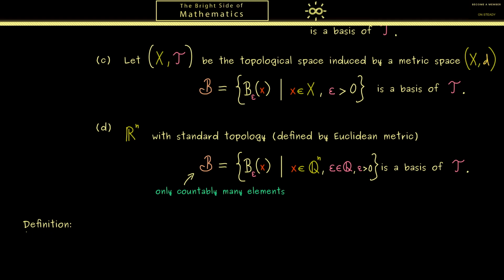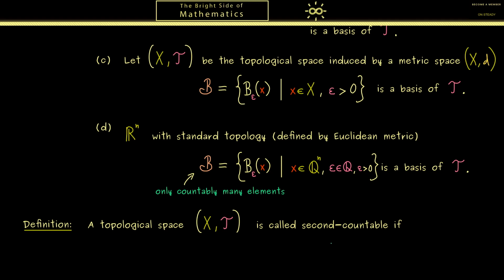And this is what we should fix in the next definition. There, the whole topological space with this nice property gets a new name. This is what I already told you in the introduction. The space is called second-countable. And we say this if there is a countable basis of the topology T. Hence, we can say R^n with the standard topology is second-countable.